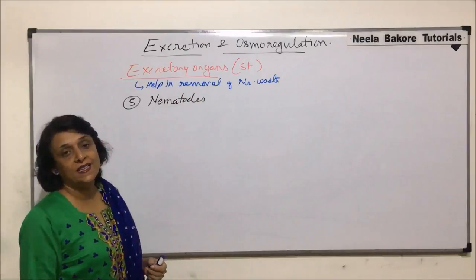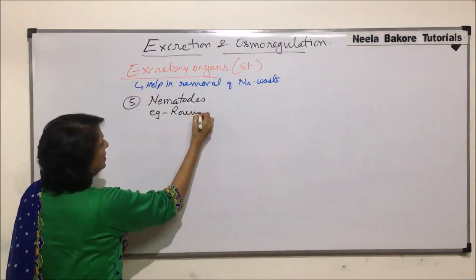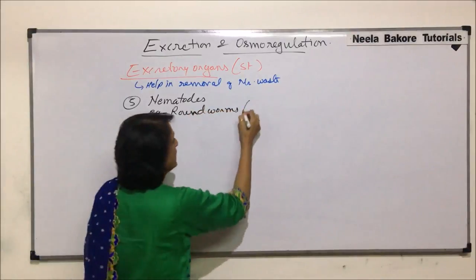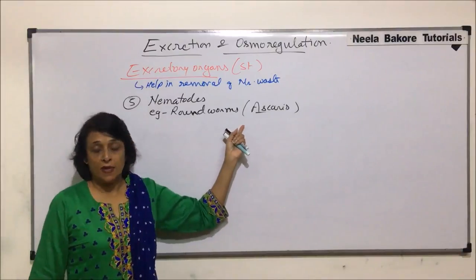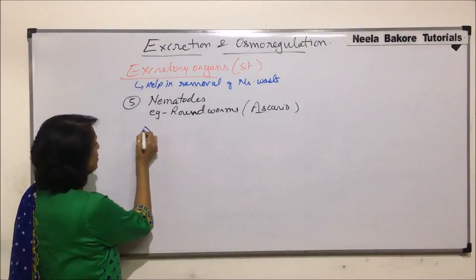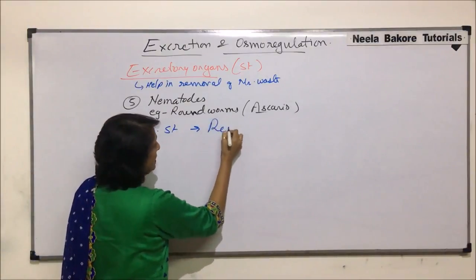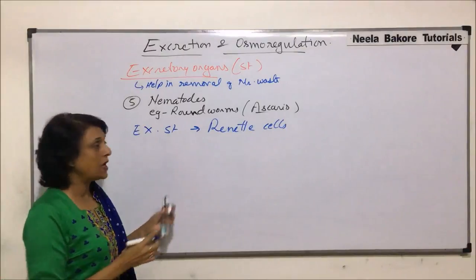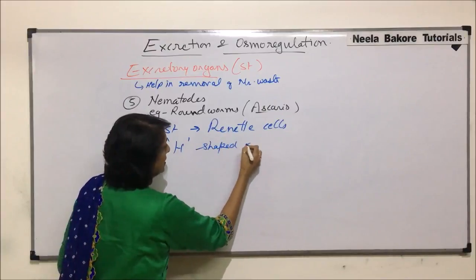That is, we are talking of Aschelminthes group or Nemathelminthes group, where the example is of roundworms, that is Ascaris. Ascaris is an endoparasite. So in them, there is again a special type of excretory structure. So here, excretory structures are called renette cells. They are called renette cells, and sometimes the system of excretion is known as H-shaped system or H-shaped excretory system.